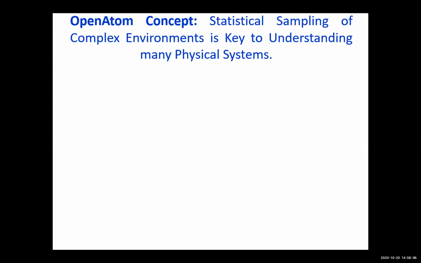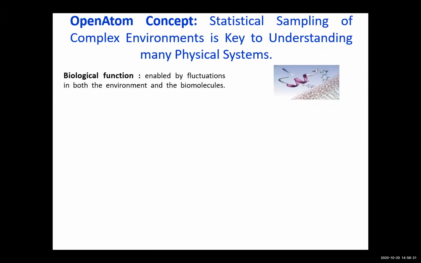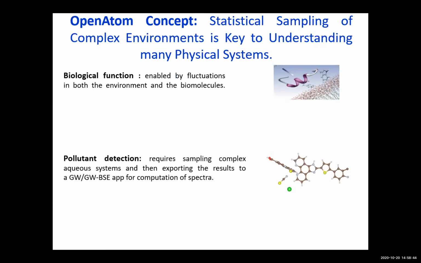So we have a code called OpenAtom, where the key for us is not to do small systems that we minimize, but to do large systems where we are worried about atoms and molecules moving at finite temperature in complex environments to understand the physics. So if you think about an antimicrobial peptide near a membrane, it's not a single configuration that matters. It's fluctuating. How it interacts with the membrane or enters the membrane is highly fluxional.